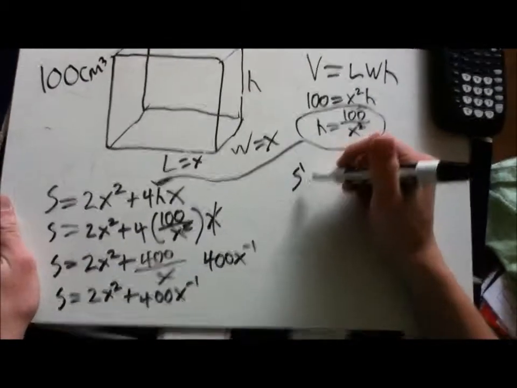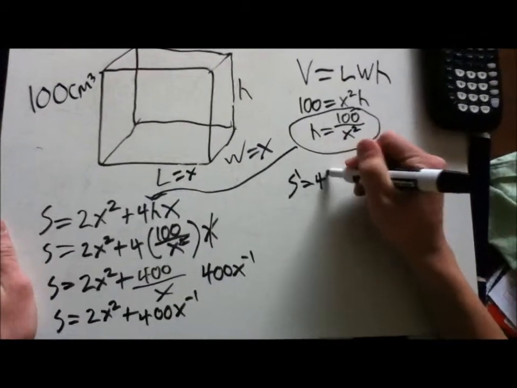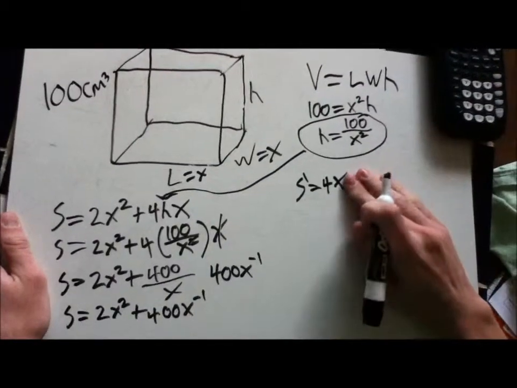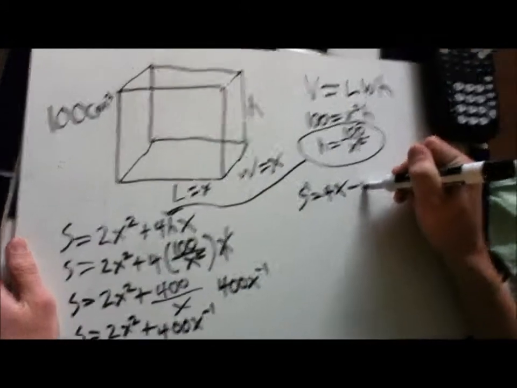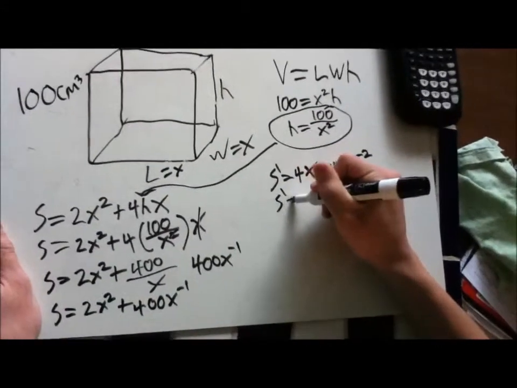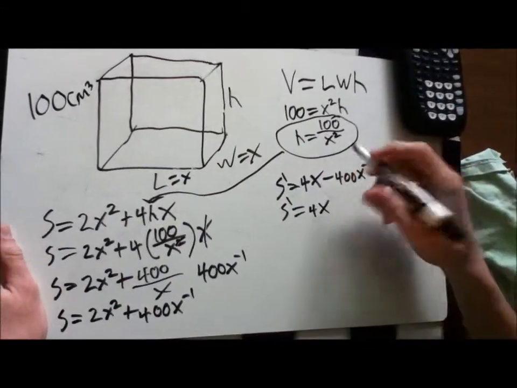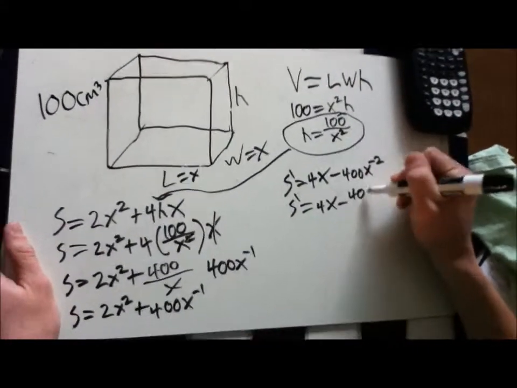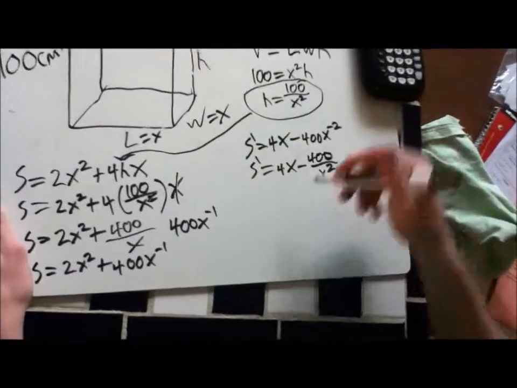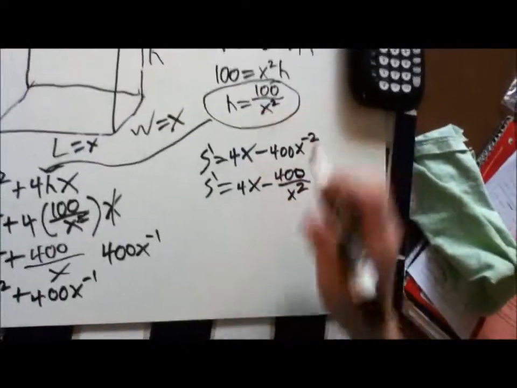Now, we're going to do the derivative of it. So we get the derivative of the surface area equals 4x minus 400 x to the negative 2. And that equals 4x minus 400 over x squared. Now, we want to find out x, so we will send the 400 over x squared to the other side.